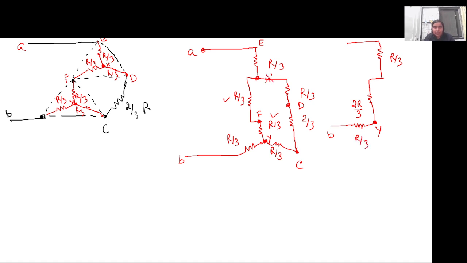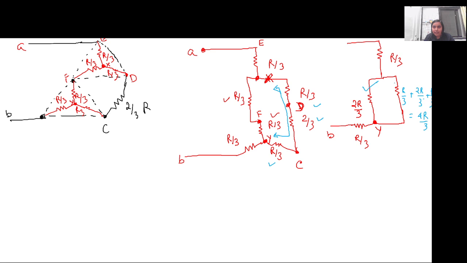Now X, D and C is a single branch in which three resistances are connected in series. So this entire branch is one single branch from X to Y in which these three resistances are connected in series. So it will be R by 3 plus 2R by 3 plus R by 3. So this will be equal to 4R by 3.